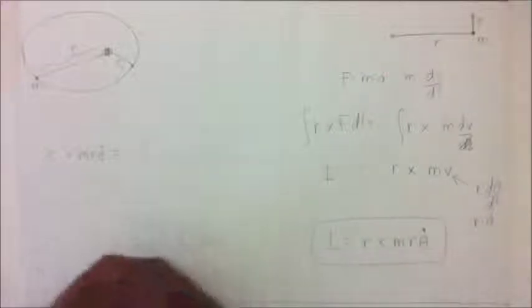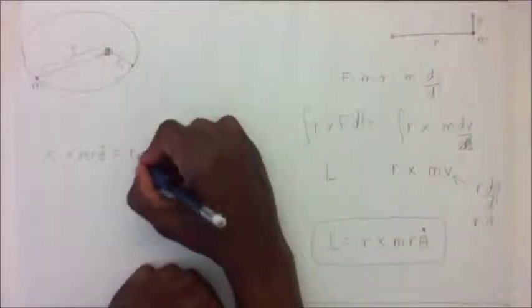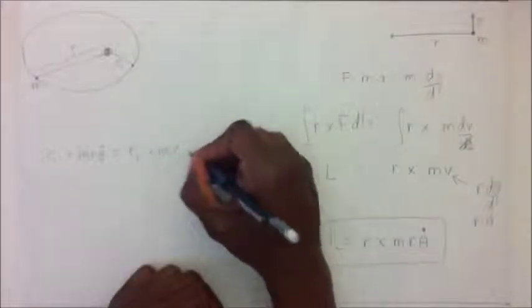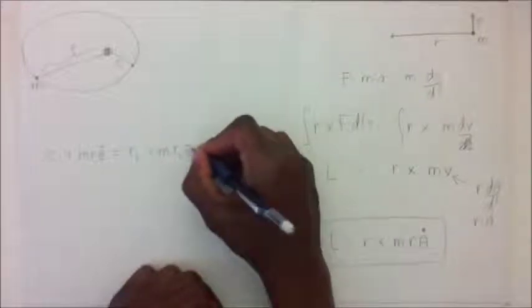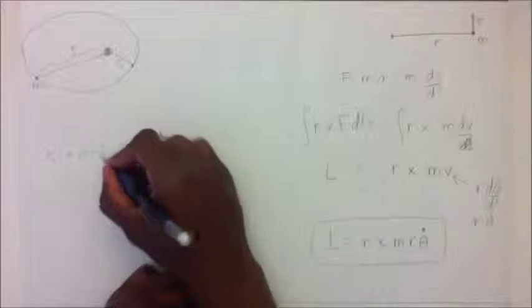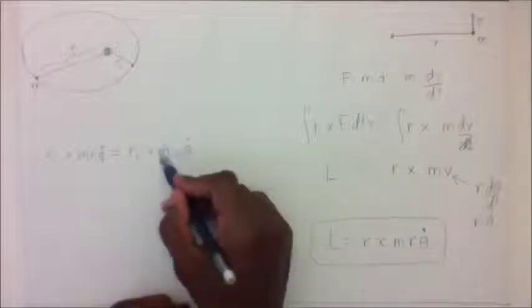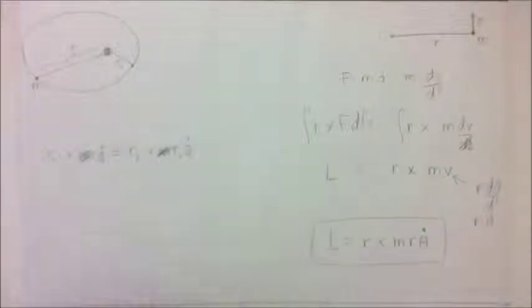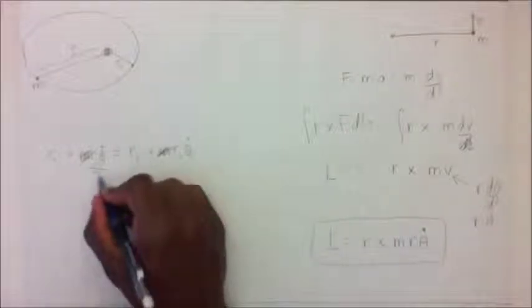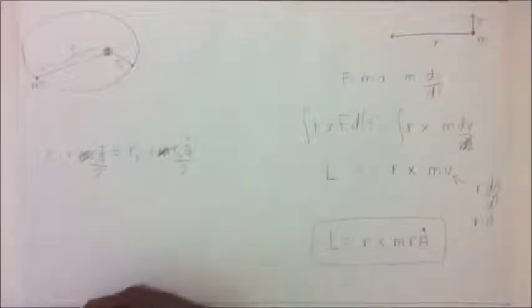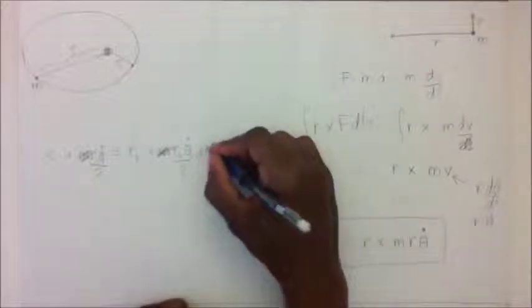And now, because angular momentum is conserved, the angular momentum should be equal. So it should be equal to r2 times the mass, which is the same mass, times r2 times theta 2 dot. And over here is theta 1 dot, because the rate at which it's going around is going to change. Now, what can we do? On both sides of the equation, we can divide by m, which will just get rid of that small m. I'm also going to divide by 2, and I'm going to multiply by the change in time, dt.